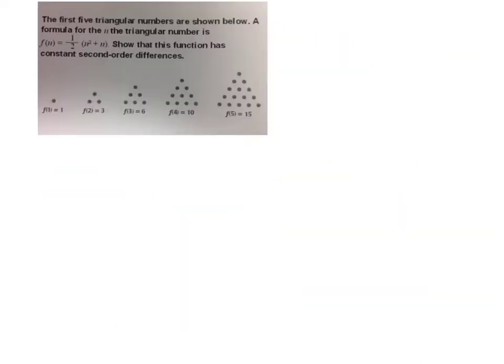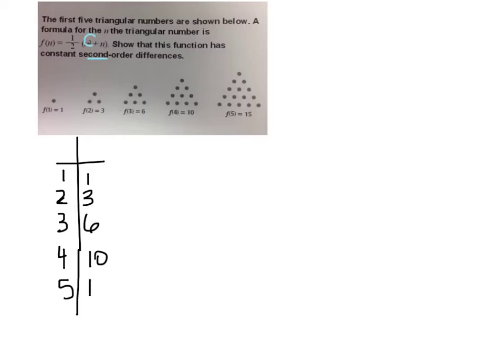Okay, so in this example, the first five triangular numbers are shown. A formula for the nth triangular number is the function that you see. Show that this function has constant second order differences. So I'm just going to create a table real quick. My first pattern has one dot. My second pattern has 3 dots. My third pattern has 6. My fourth pattern has 10. And my fifth pattern has 15.